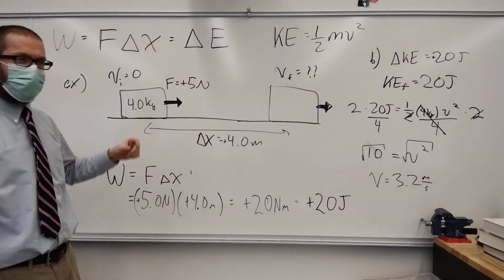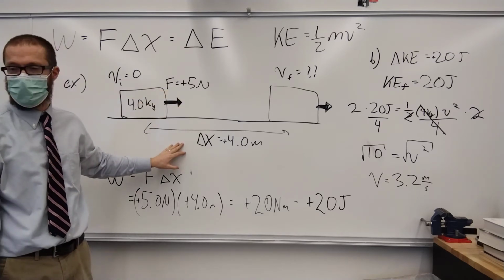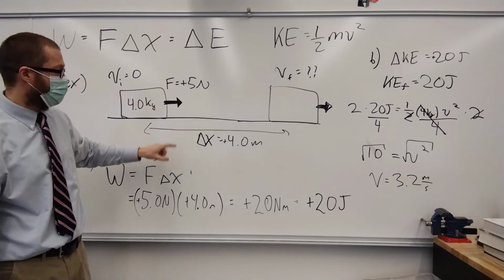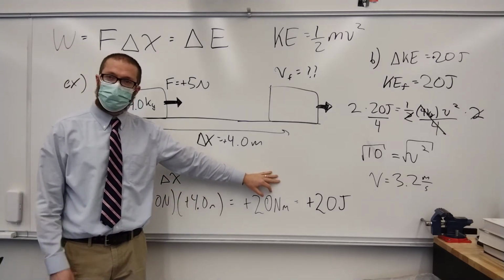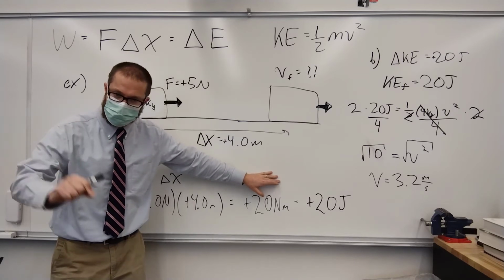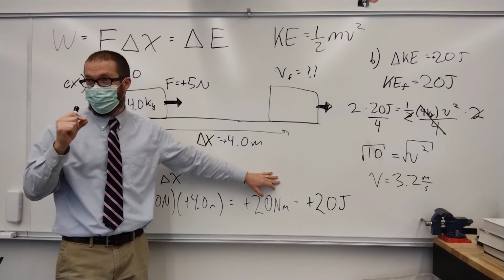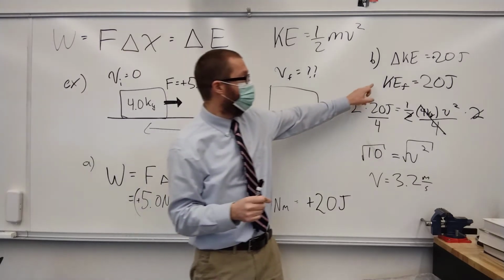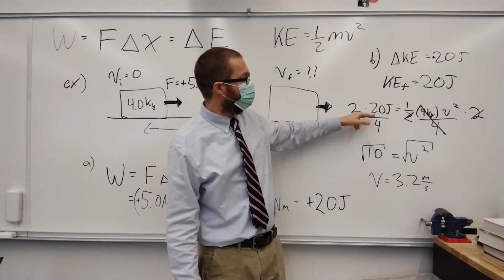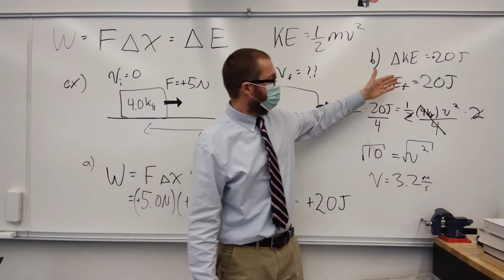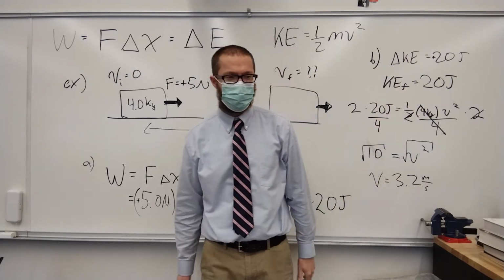So just to recap, we had this block, we had a 5-Newton force acting on it over 4 meters. That means that force did 20 joules worth of work on it. That 20 joules worth of work causes the energy of the block to increase. All right? So that 20 joules of work causes kinetic energy to go up by 20 joules. So your final kinetic energy is 20 joules. That means the object must be moving at 3.2 meters per second because of its 4 kilogram mass.